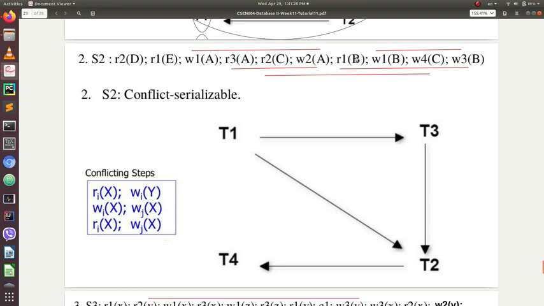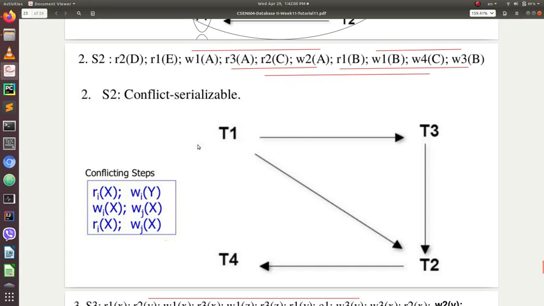This read operation of element B, I can find another transaction that writes the same element B. So I will draw an edge going from T1 to T3. Here is the edge going from T1 to T3. Also, this write operation of element B, I can find that transaction 3 writes the same element B. So I can again draw an edge going from T1 to T3.